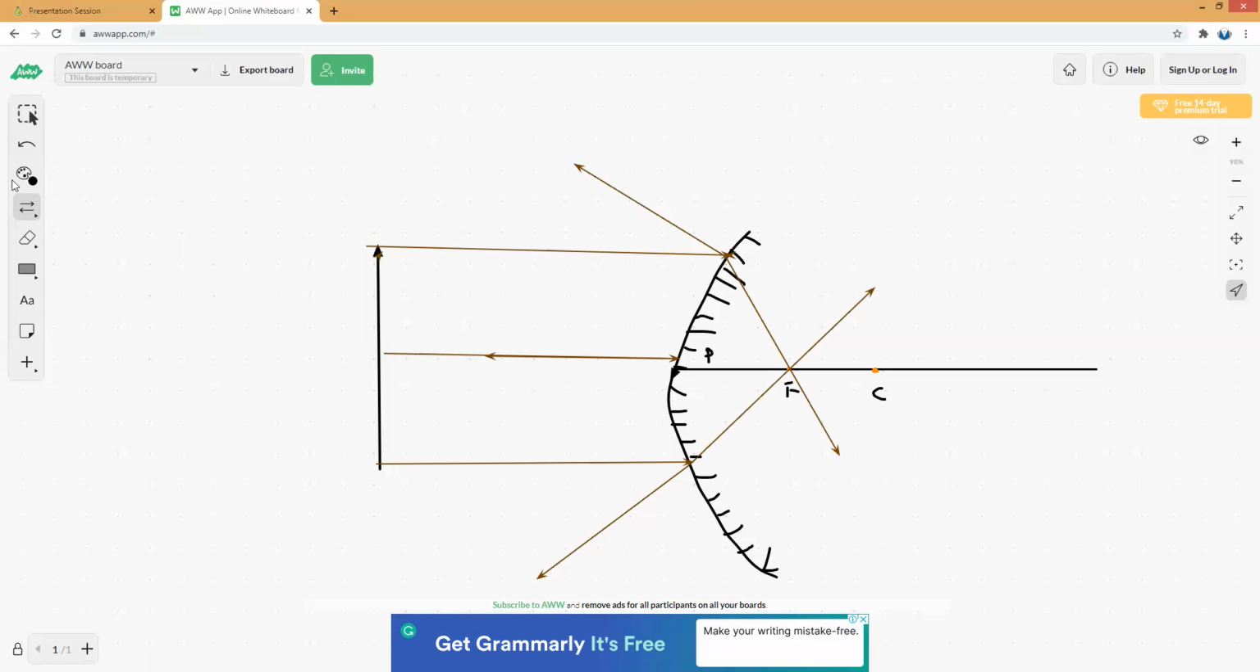A small thing, just kind of a suggestion, okay? 1 second, I'll just clear the screen.